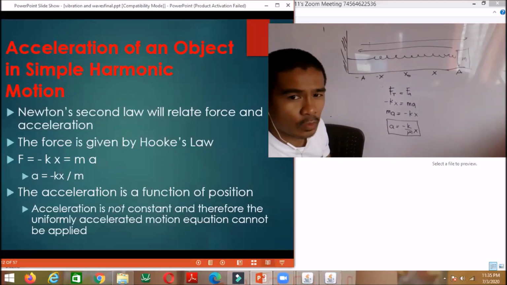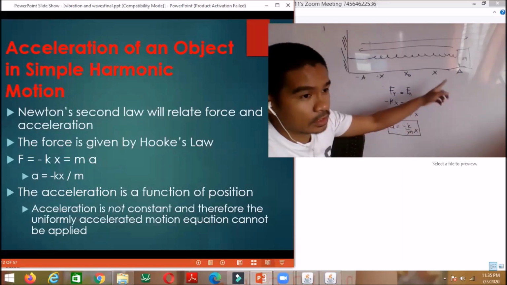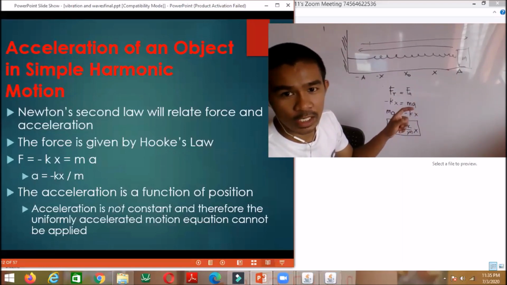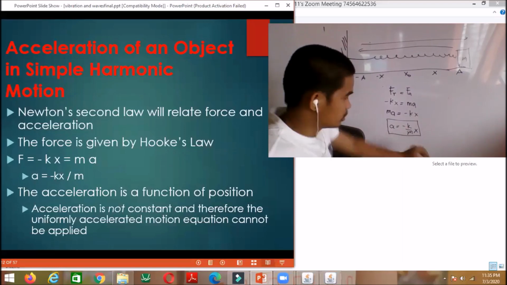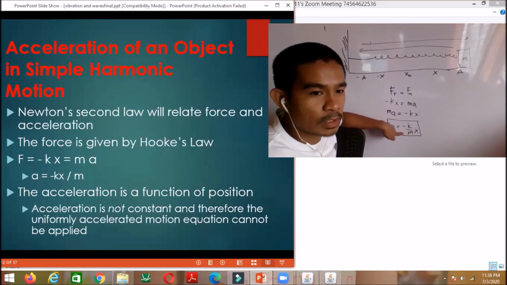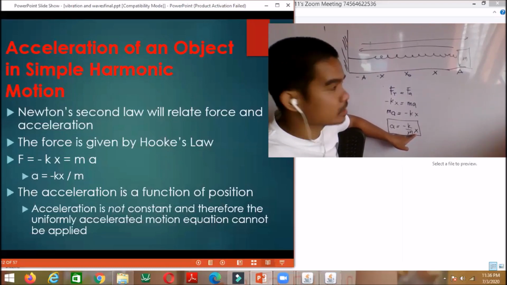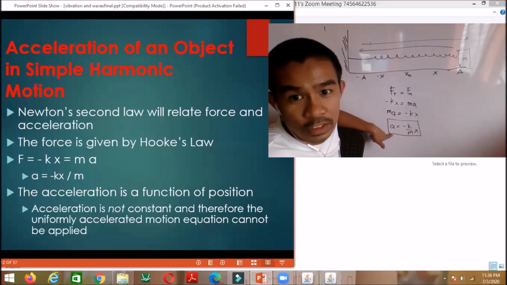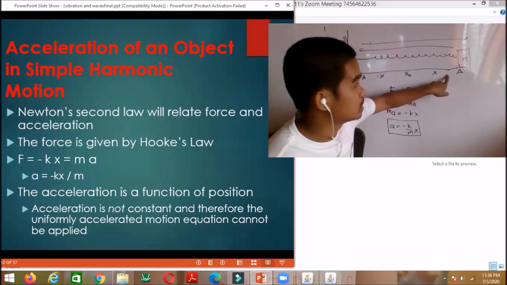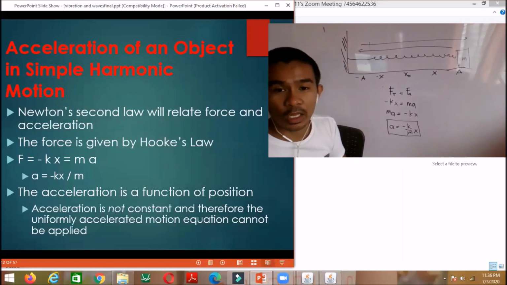So as you can see, what is constant here? The spring constant and the mass. As the system oscillates, there's no change in the mass attached to the spring, nor in the spring constant. So this is constant, negative spring constant over m. But what is changing? X, the position. When there is a change of position, there's also a change of acceleration. So acceleration varies depending on what position the block is located. All right. So that is the acceleration of an object in simple harmonic motion.